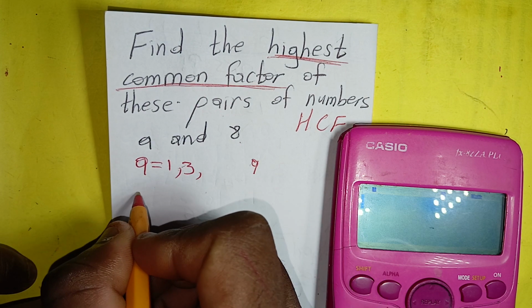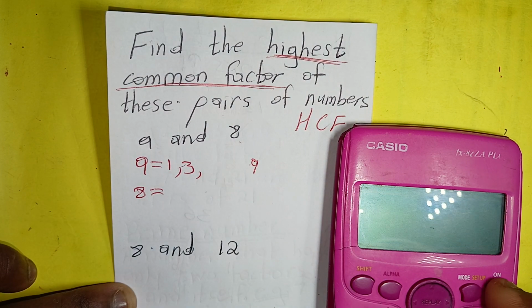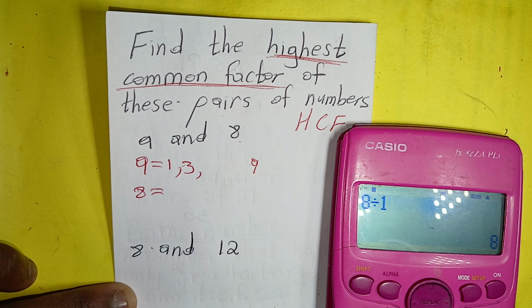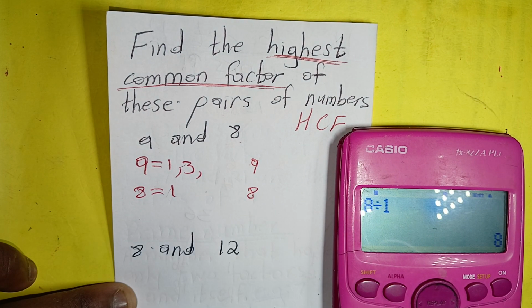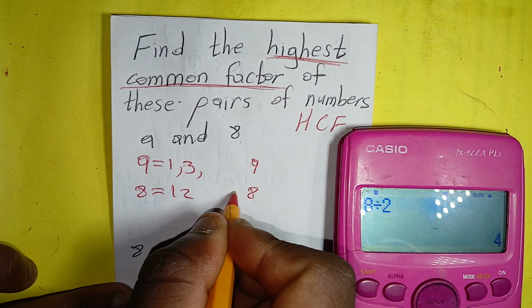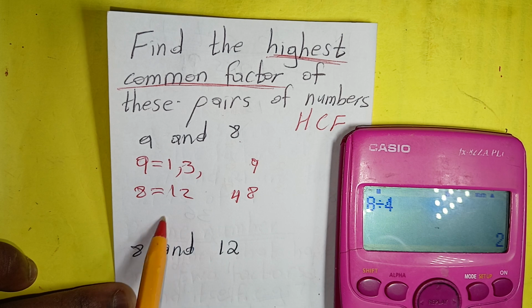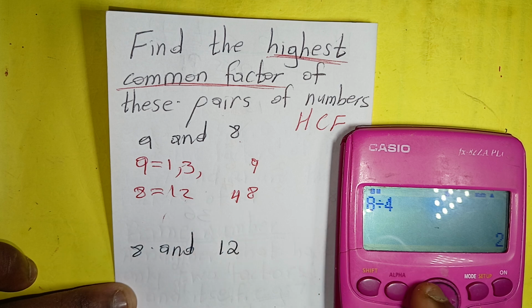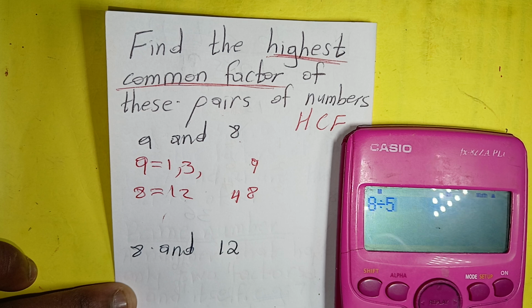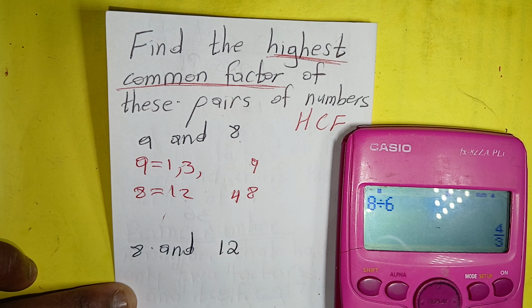So let's try to get the factors of 8. 8 divided by 1, meaning 1 and 8, and 2, meaning 2 and 4. Then 3 is not a factor. 4 is a repeating factor. Then let's try 5, it's not a factor. Even 6, all the others, guys, I don't think they are factors.